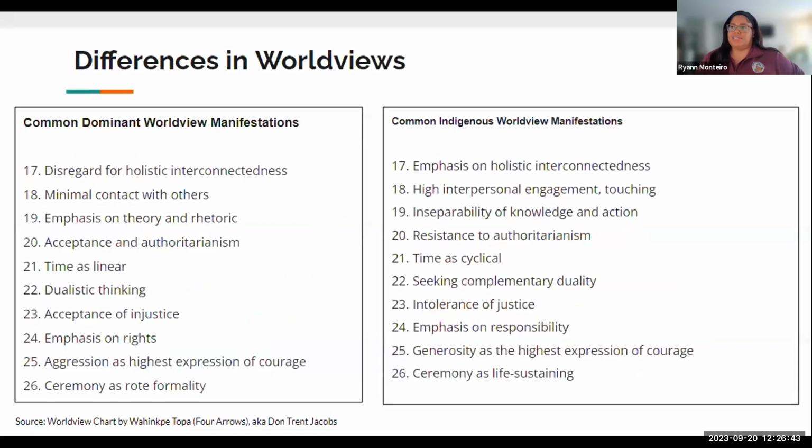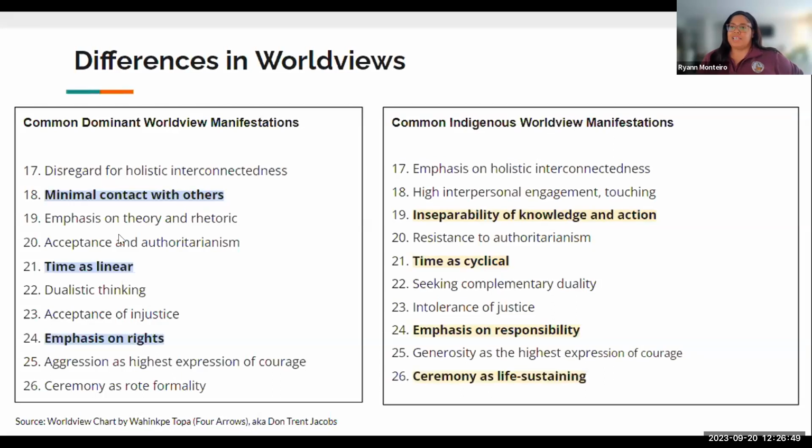I just wanted to highlight some of those. Again, common dominant worldviews: minimal contact with others, time is linear, emphasis on rights, versus the inseparability of knowledge and action, time as non-linear, emphasis on responsibility, and ceremony as life-sustaining, not just a ritual that is separated into otherness.